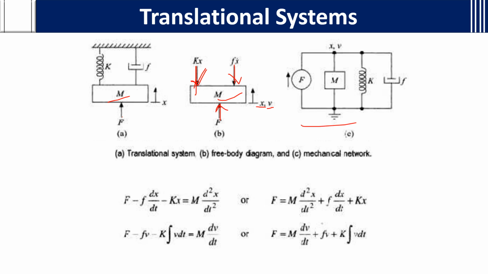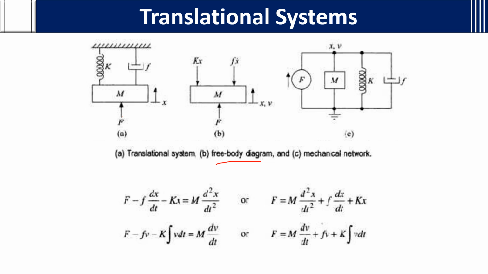This is a mechanical network. The mechanical network is nothing but we are going to represent it in this way: F, x, v, mass, and then the spring element and the damper element. Mechanical network is not so important, but we should know how they have written it. The main thing is the free body diagram needs to be written.